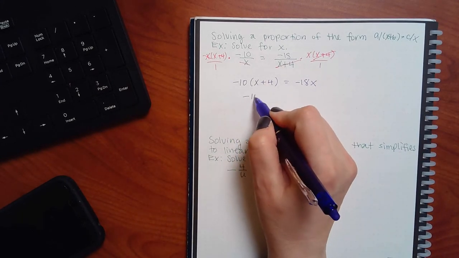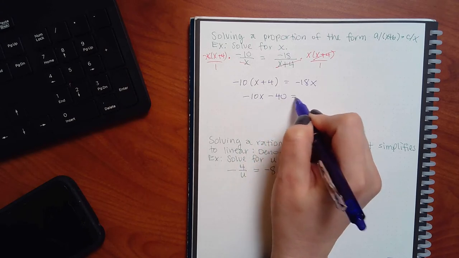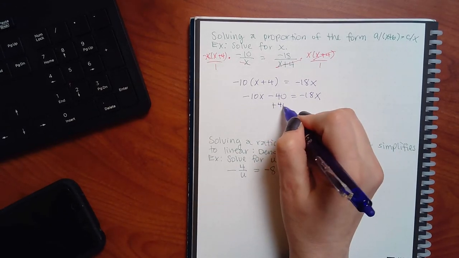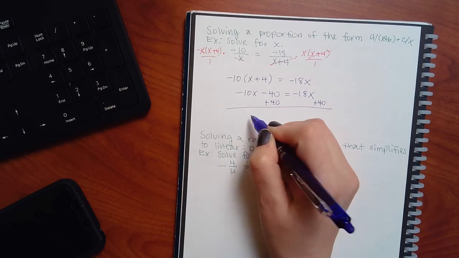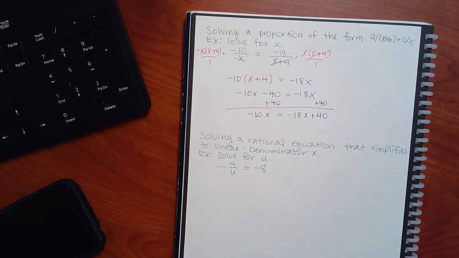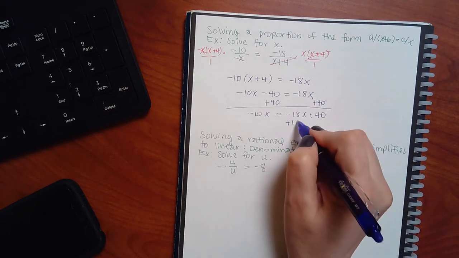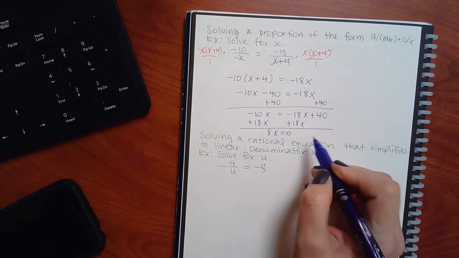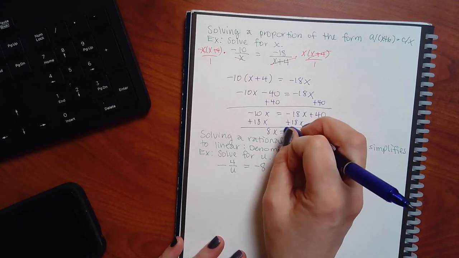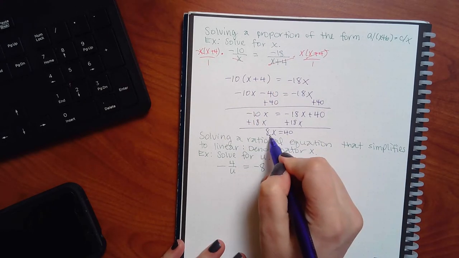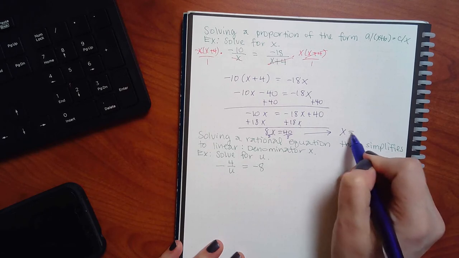So distribute your 10, negative 10. And then what do you want to do from there to solve for x? Move the 40 over. You want to move this one? Plus the 40. So plus 40. Now what do we need to do? Plus 18. Mm-hmm. So that x equals 40. X equals 5. Oops. Oh, my brain does that sometimes. Yes, divide by 8. So I'm trying to squish it in there, but x equals 5.